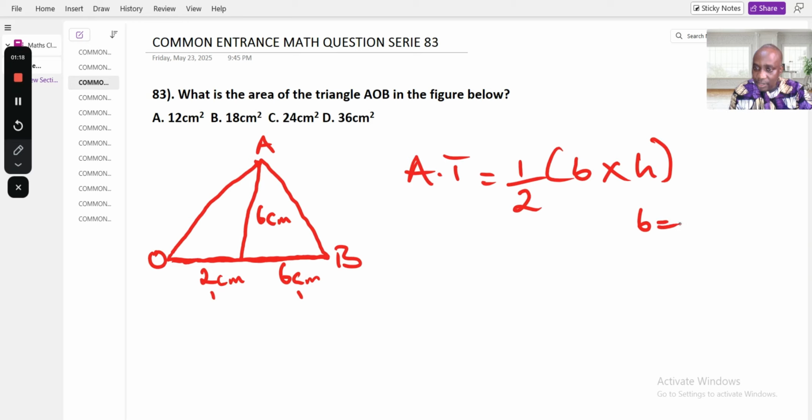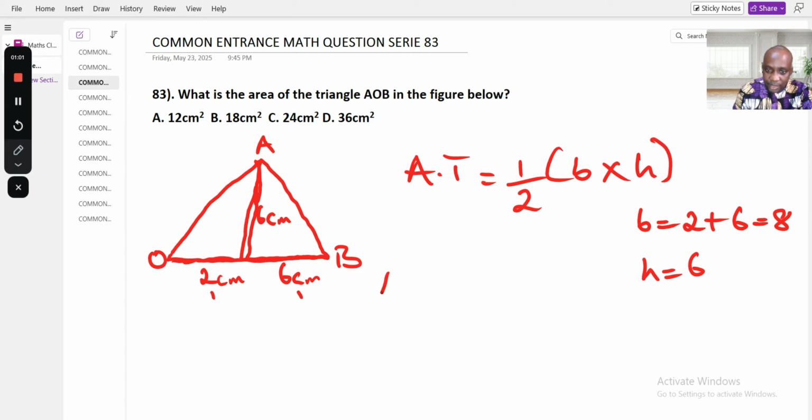Our base is 2 plus 6, which equals 8. What is our height? Our height is 6. Let's apply the formula now. Area of triangle equals half times 8 times 6. You can divide: 2 in 8 gives us 4. Therefore, our answer is 4 times 6.